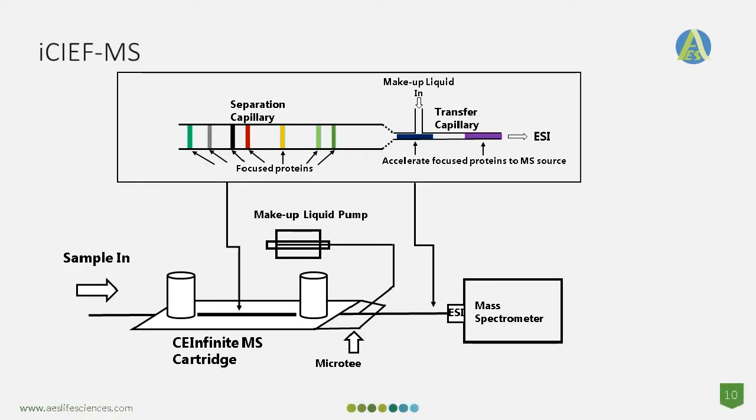For MS coupling, you can do it in several ways. Either, as Professor Nozus will introduce later, the transfer capillary can be inserted into a nanosprayer to do nano ESI-MS. Or you can introduce a make-up liquid just after the peak migrates out of the transfer capillary, and the eluent will be introduced directly to the ESI source of any mass spectrometer.